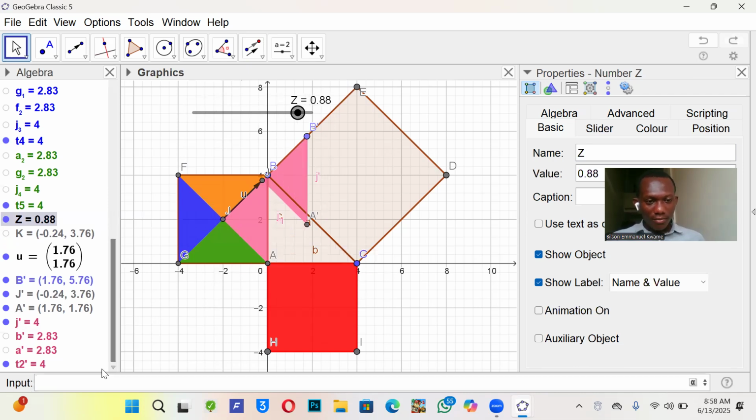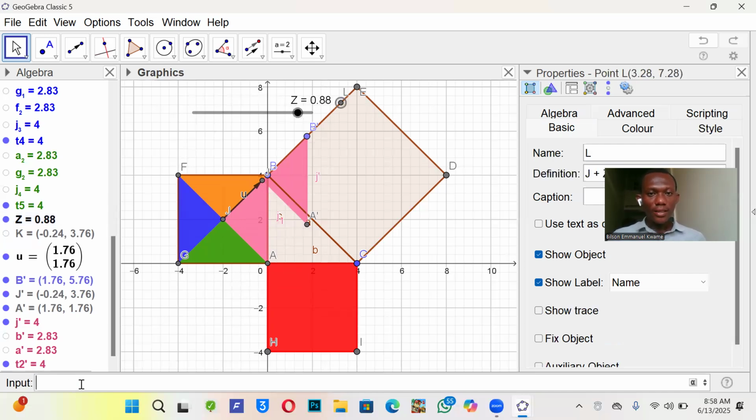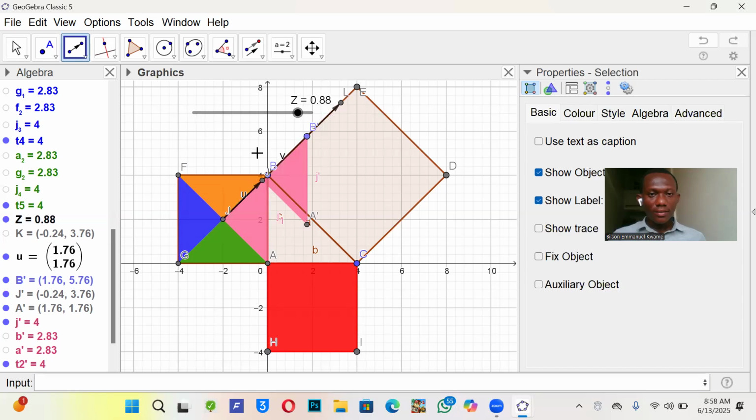Now let's continue. I want to move J, so I come here to the input field. I type J plus Z, then bracket. I want to move J to E, right? So I'll do E minus J, then I'll press enter to get it. After pressing enter, I have to select a vector, right? The vector should be from J up towards L. Do you get it? The L here.